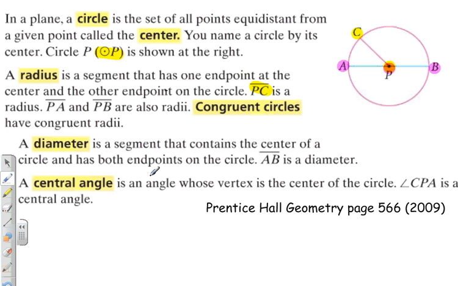A central angle is an angle whose vertex is the center of the circle. Angle CPA is a central angle. So angle CPA, this angle right here, is called a central angle.